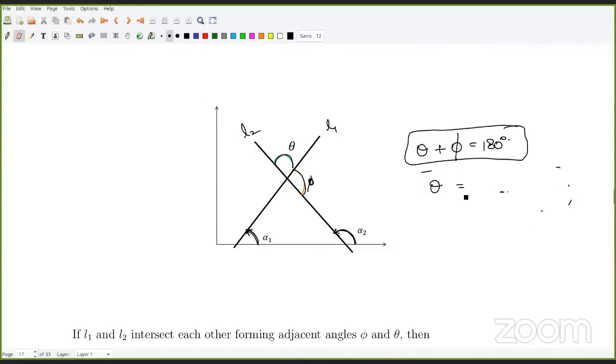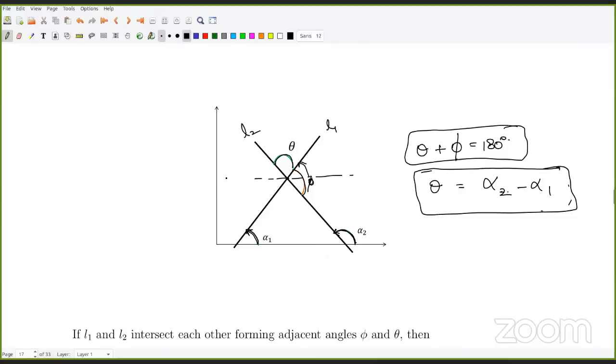So this will be alpha 2 minus alpha 1. Theta will be alpha 2 minus alpha 1. You can see here, you just draw a straight line parallel to the x-axis. And this is alpha 1. Therefore, this will be alpha 1. Similarly, this will be alpha 2. From here, you can see theta, you can find it out, alpha 2 minus alpha 1.